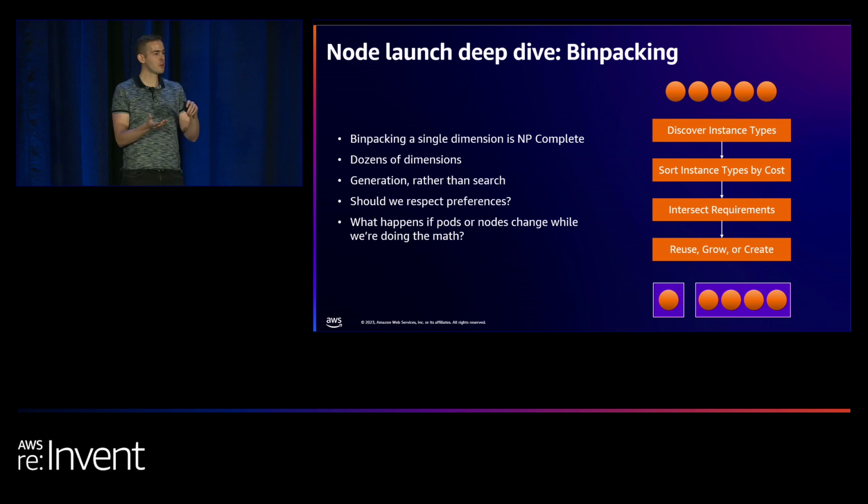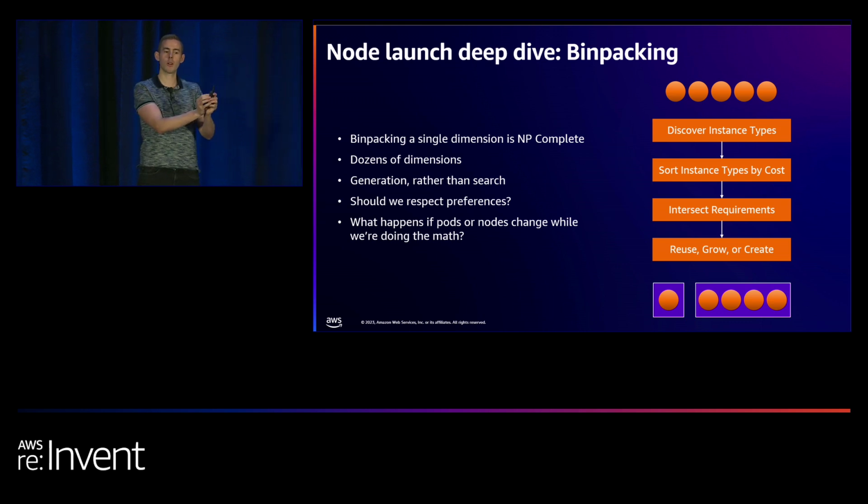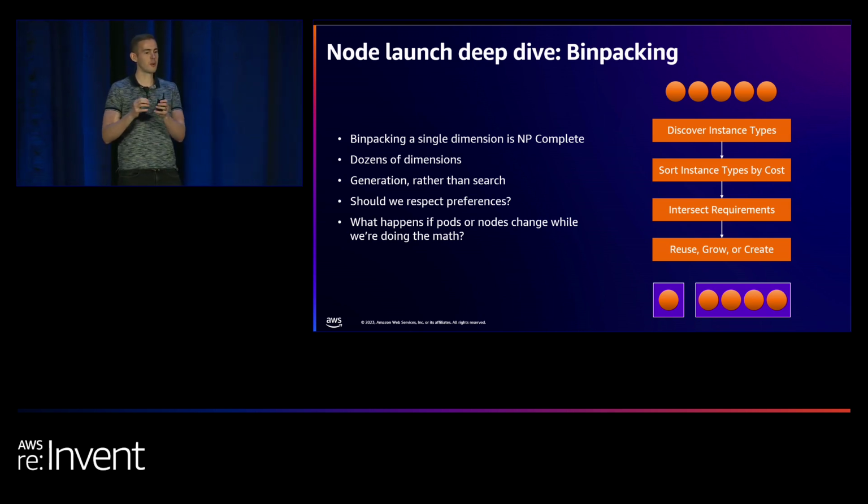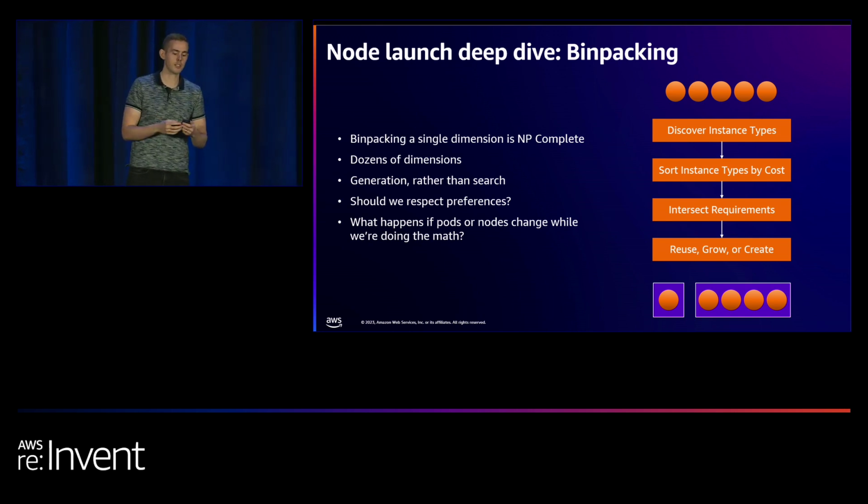I mentioned that we're doing a similar simulation as the kube scheduler. The kube scheduler is doing a search problem, which is very similar. They're searching for which nodes of the known set can we use. We're not actually doing search because our space is so large. We could create new nodes out of nothing. We could reuse. We could grow. So we're kind of doing a generation problem rather than a search problem, but it's under the same constraints.